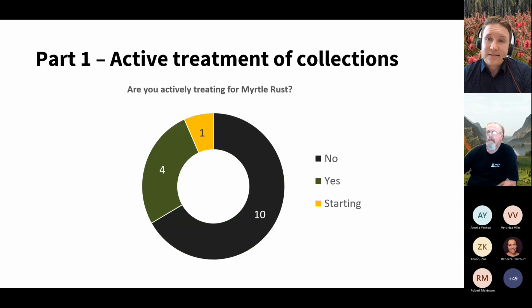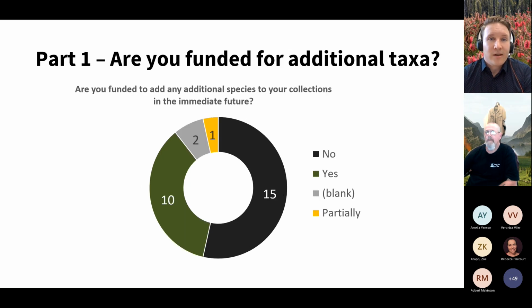Of the 29 facilities that provided data, only 5 indicated that they're actively treating their collections for myrtle rust. However, there's some evidence to suggest that that number is increasing, given recent projects like the Native Guava project that Amelia just mentioned. That's provided facilities with myrtle rust affected species that will require more active management. Just under half the facilities that responded indicated that they were receiving some funds to support additional collecting in the future, which is really positive news.